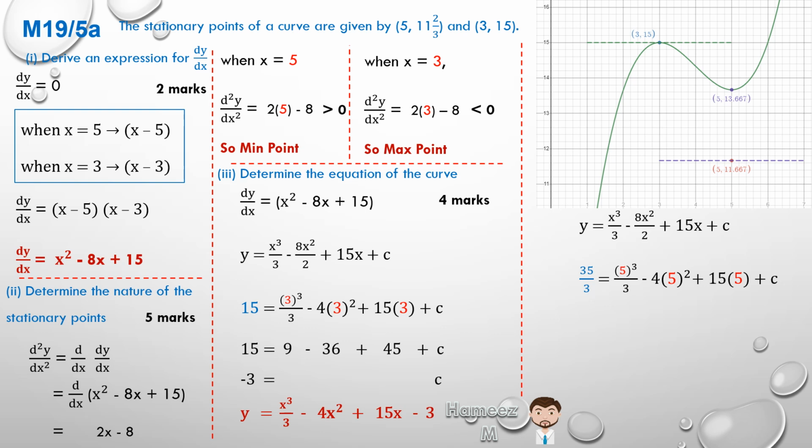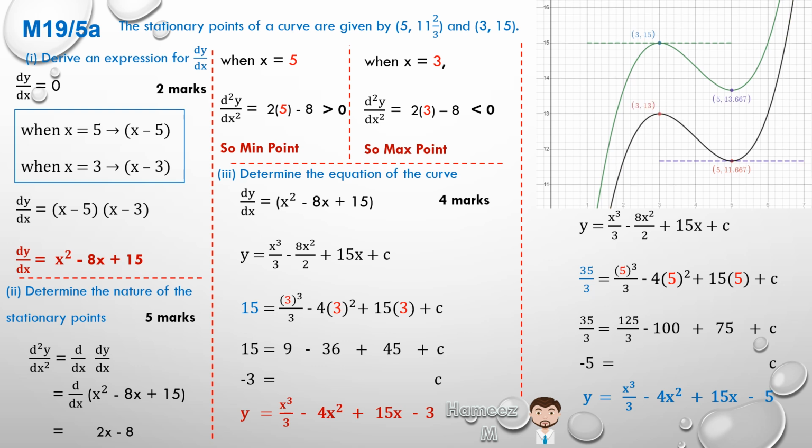So 35 on 3 is equal to 125 on 3 minus 5 5s are 25 by 4 is 100 plus 15 5s are 75 plus c. So c would work out to be minus 5 in this case. So we'd get y is equal to x cubed on 3 minus 4x squared plus 15x minus 5, which should be that graph that we're bringing up here in black. So we can see that's a different graph. So clearly there was a mistake that was being made.